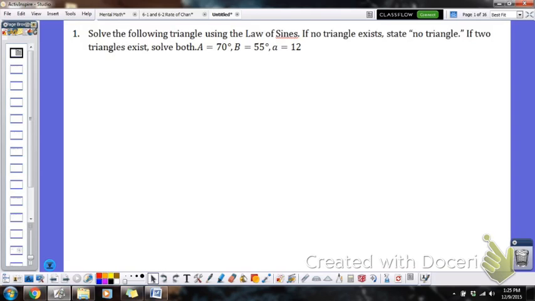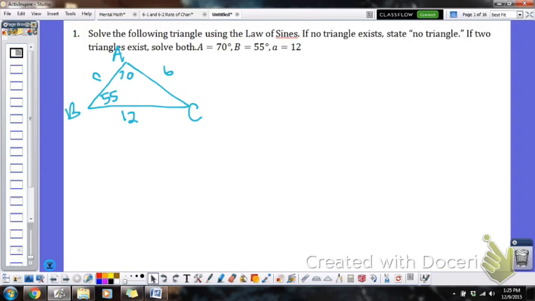So I'm going to draw a triangle and label it ABC. Now your triangle doesn't have to look exactly like this, just as long as your angles correspond with the sides. So angle A is 70, and little a, or across from it, is 12, and angle B is 55. That's all we're given. And I need to solve this triangle, meaning that I have to find little b, little c, and angle C.